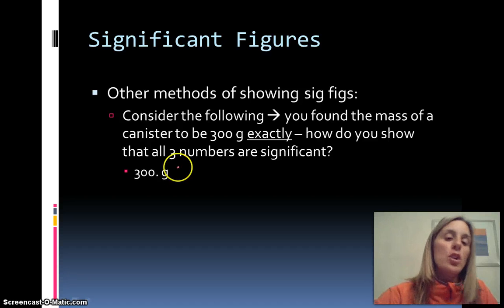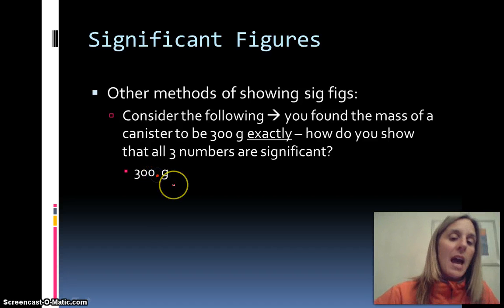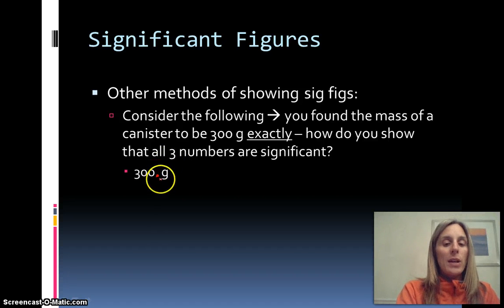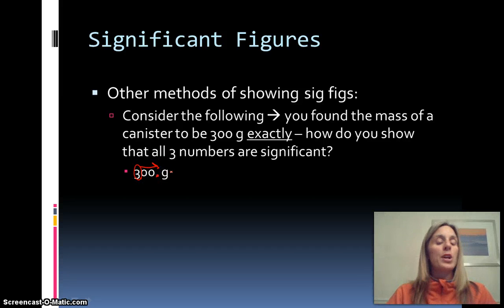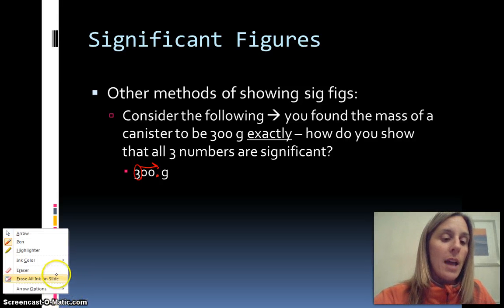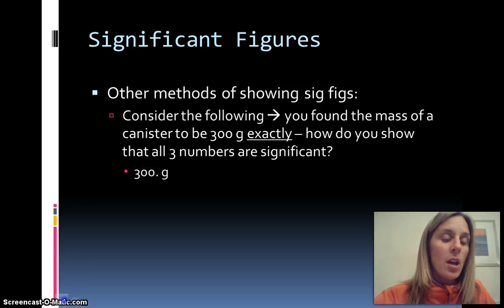The first thing you can do is put a decimal place at the end. By putting a decimal place at the end, it's kind of like that rule we just talked about: here's our first non-zero number, and everything behind it counts. So those zeros will become significant.